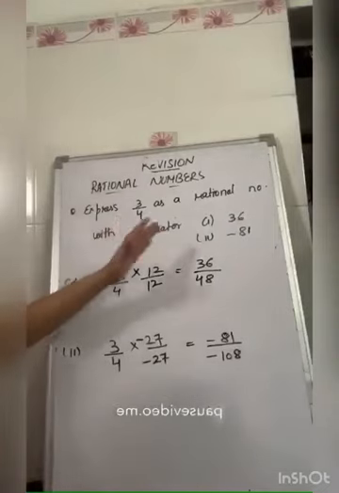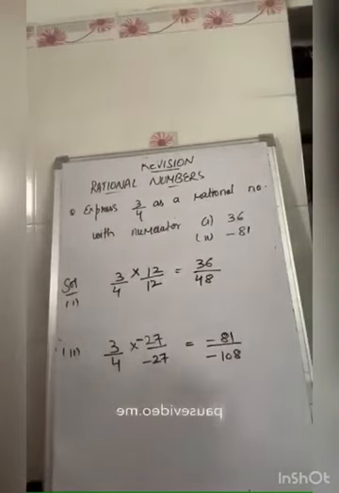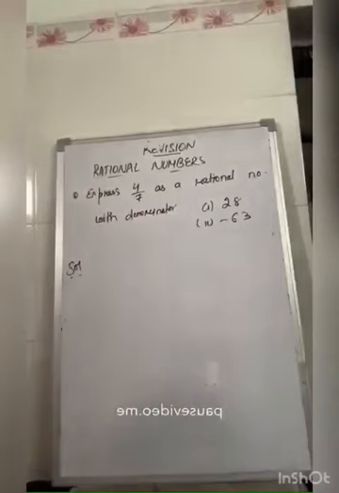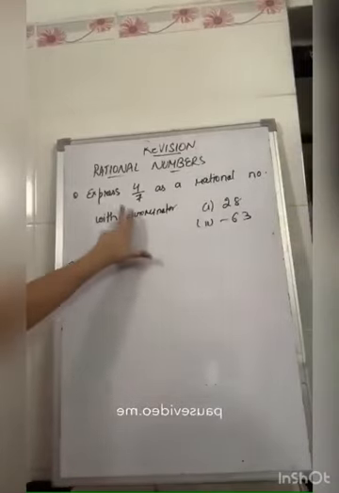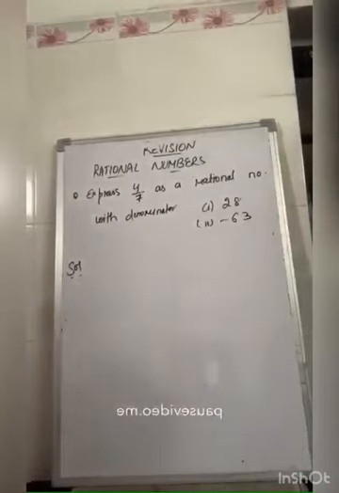Now students, see the next question. Express 4 by 7 as a rational number with the denominator 28 and minus 63. Now this question is similar to the question which we have done where we represented the numerator in another form. Here we have to represent the denominator in the form which is asked in the question. So let us revise it.